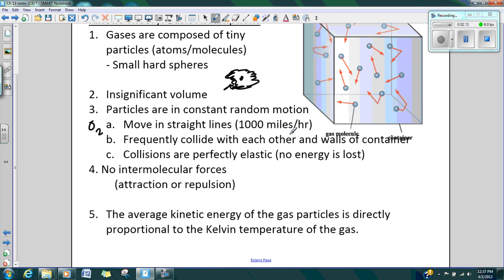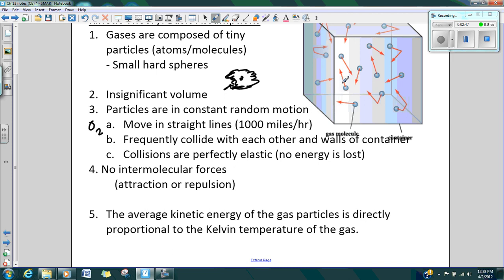They frequently collide with each other and the walls of the container. That's how we're getting our pressure. And the collisions are perfectly elastic. There's no energy lost. We talked about this in class already, so I was talking about like a rubber band. Remember, we talked about a rubber band. If you stretch it out and bring it in and stretch it out and bring it in, it's always going to go back to its same original shape as long as you don't go past its point of elasticity. But that is an elastic collision. And so here, even though they're colliding with each other, they are not gaining any or losing any energy.